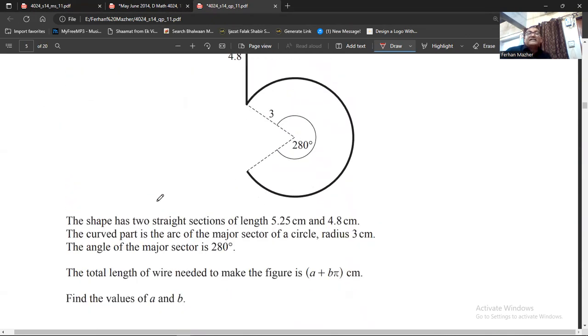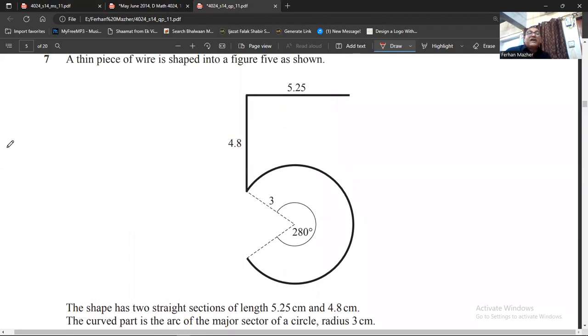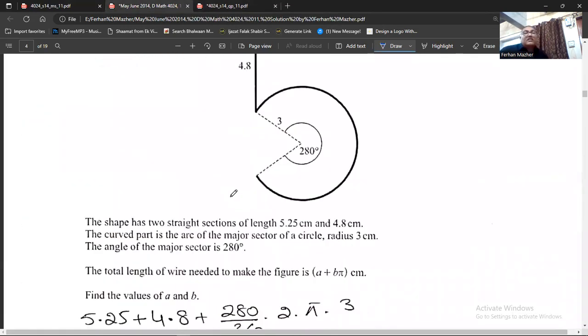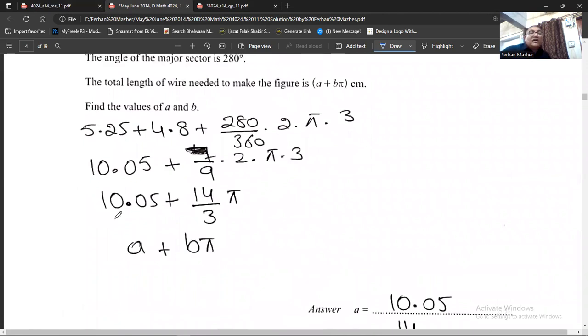Okay, so here very simple. You see the total length will be 5.25 plus 4.8 plus this arc. The formula for the arc is theta by 360 into 2 pi r. The value of theta is 280 and the radius is 3. Very simple, straightforward question. So here we go. The length of the full wire will be 5.25 plus 4.8 plus 280 divided by 360 into 2 into pi into 3.